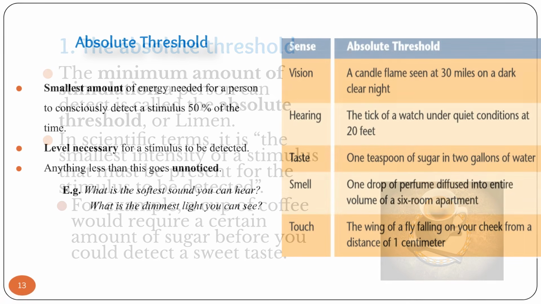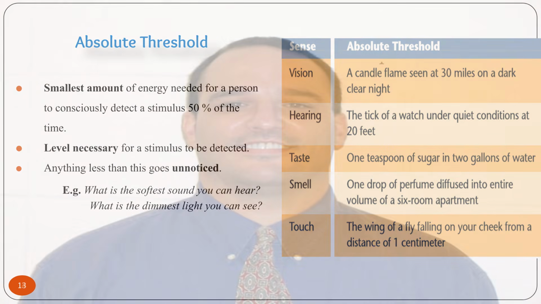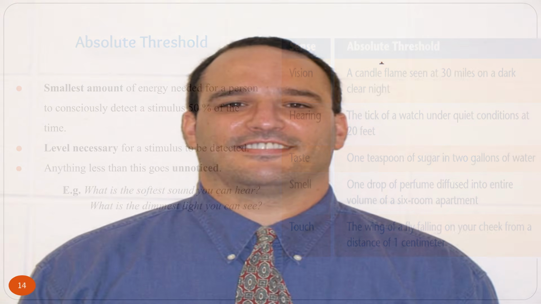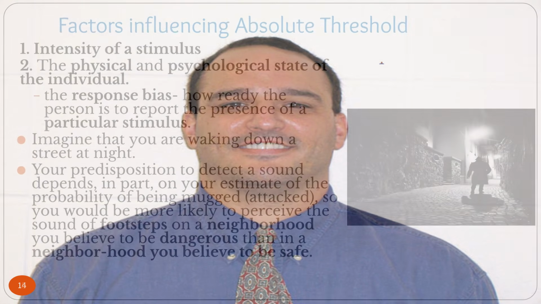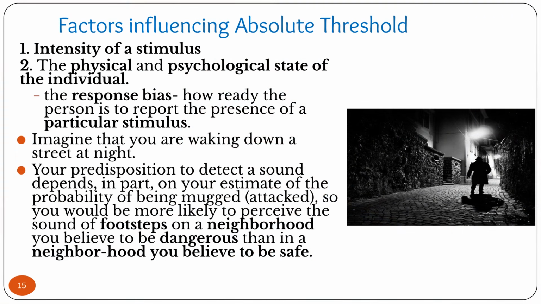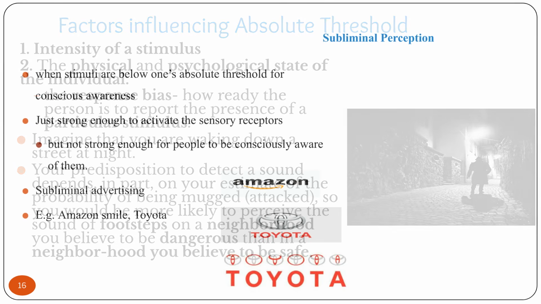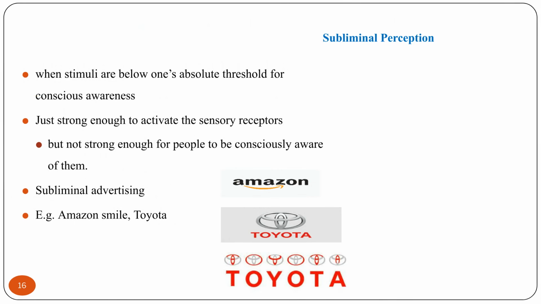The absolute threshold is the smallest amount of energy needed to consciously detect a stimulus 50% of the time. Anything less than this goes unnoticed. This image visually represents the concept of the absolute threshold, where stimulation must reach a certain level to be detected. Factors influencing the absolute threshold include the intensity of the stimulus and the individual's physical and psychological state, such as their response bias. Subliminal perception occurs when stimuli are below one's absolute threshold for conscious awareness. They are strong enough to activate sensory receptors but not strong enough for conscious recognition.